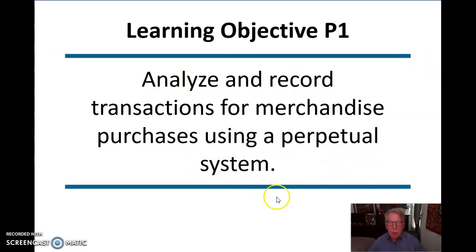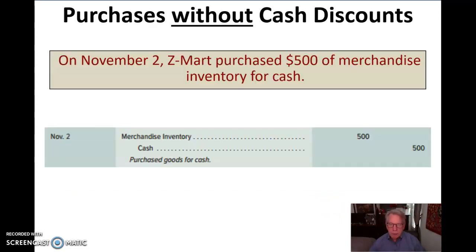Okay, now we're going to analyze and look at the transactions under a perpetual system. So now, if we purchase something and put it into, we're IKEA, and we put that into our merchandise inventory, we're going to debit inventory. Inventory is an asset. We debit it to make it get bigger, and we pay cash for it, let's say. Sometimes that's accounts payable, but in this case, they're paying for it with cash. So they purchase these goods, and it goes into inventory.